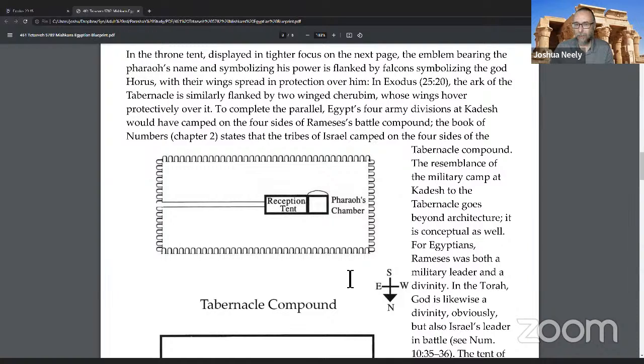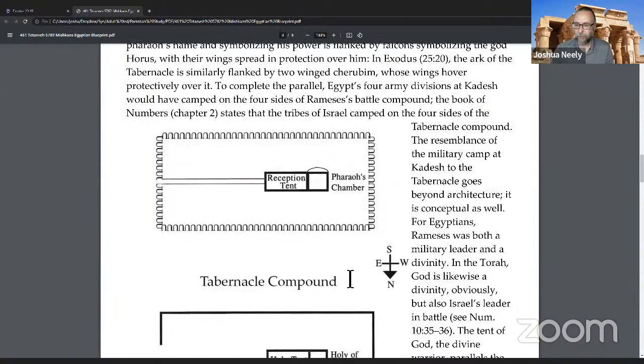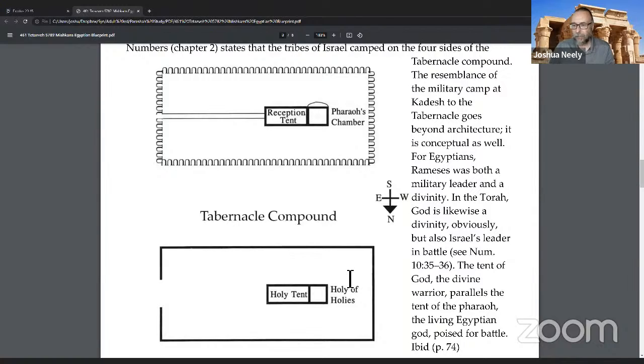To complete the parallel, Egypt's 4 army divisions at Kadesh would have camped on the 4 sides of Ramses' battle compound. The book of Numbers states that the tribes of Israel camped on the 4 sides of the tabernacle compound. The resemblance of the military camp at Kadesh to the tabernacle goes beyond architecture. It is conceptual as well.